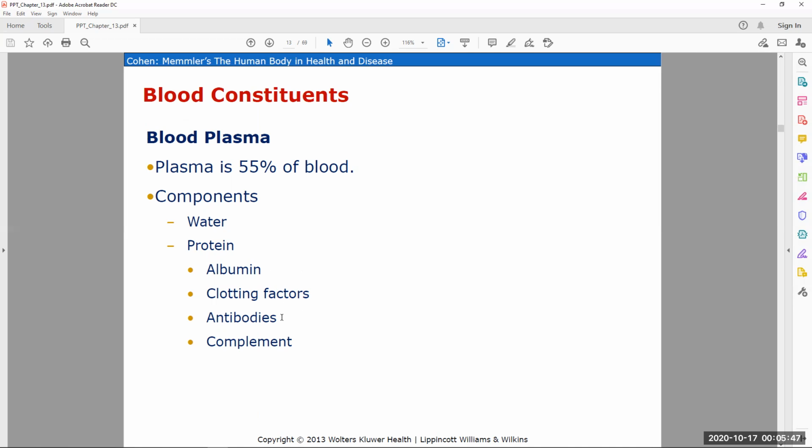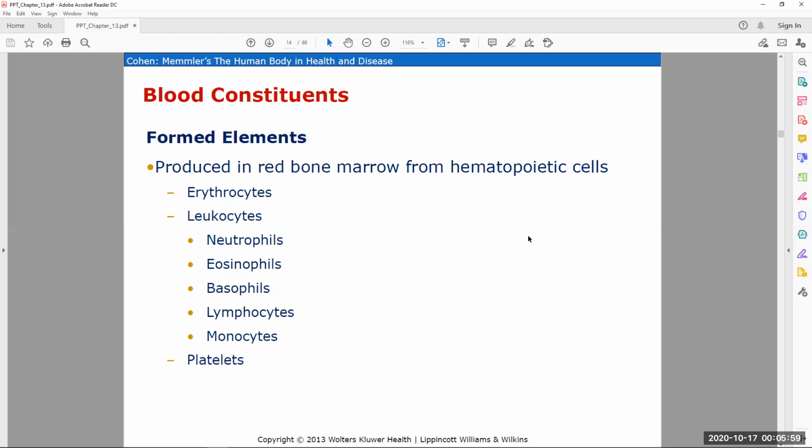Antibodies, very important in terms of the immune system. Antibodies are produced in response to the presence of antigens. And then we have the complement system, which we'll speak about a little bit more.